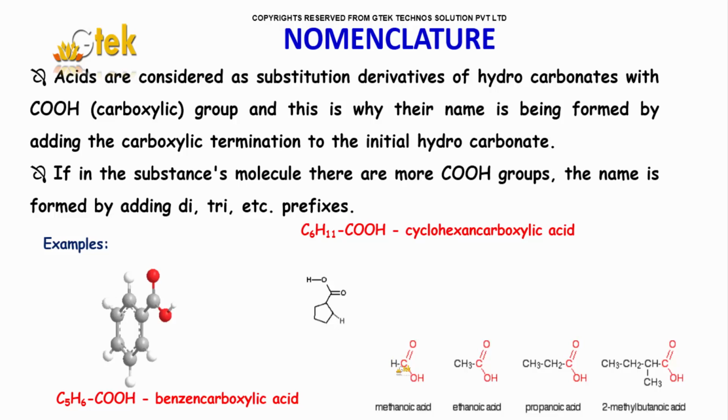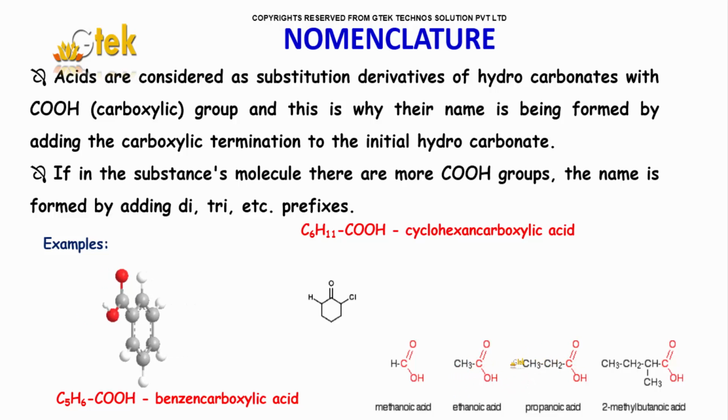This one is 1 carbon, methane with acid is methanoic, and this one is 2 carbon, it's ethanoic, and 3 carbon, it's propionic, and this one is 1, 2, 3, 4, 5. So this one is second carbon, 2-methyl, methane, ethane, propane, butane, butanoic acid.